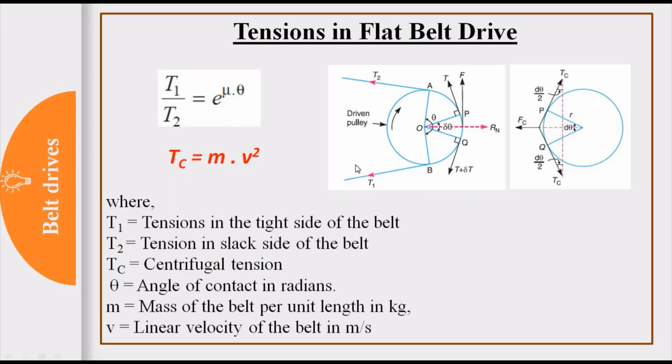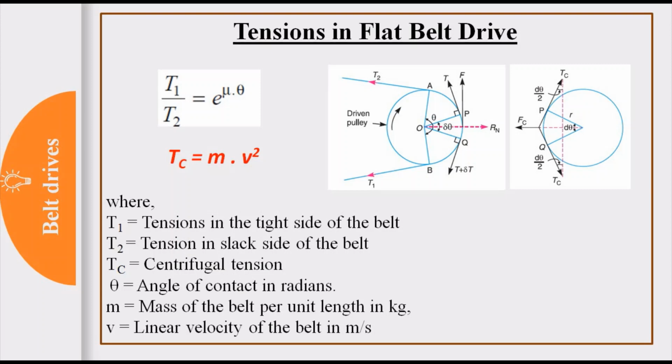So as far as tensions in the belts are considered, here a formula is given. So many times we have heard this formula, T1 upon T2 is equal to e raised to mu theta, where T1 is the tension in the tight side, T2 is the tension in the slack side, mu is the coefficient of friction between pulleys and belt, and theta is the angle of contact.